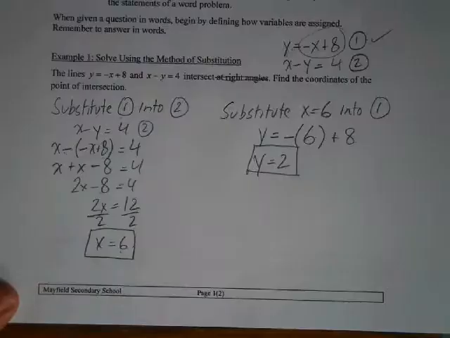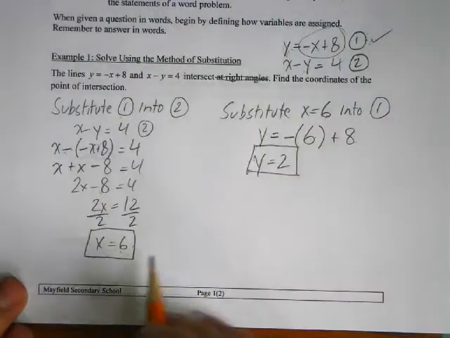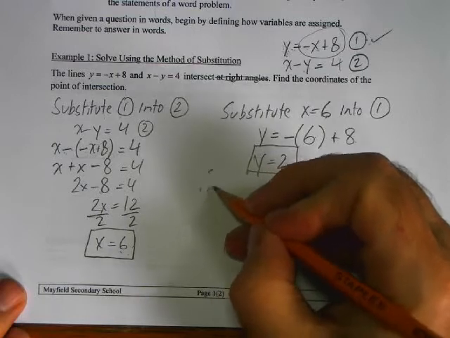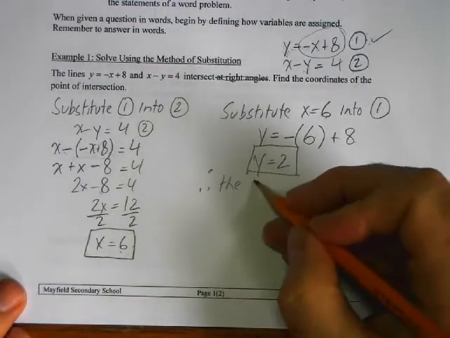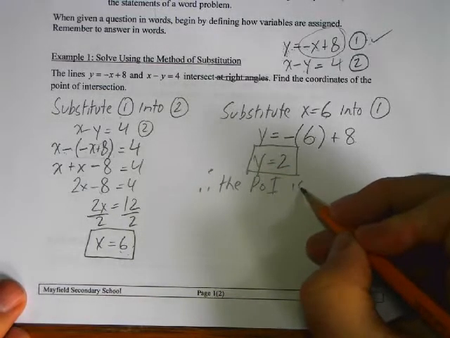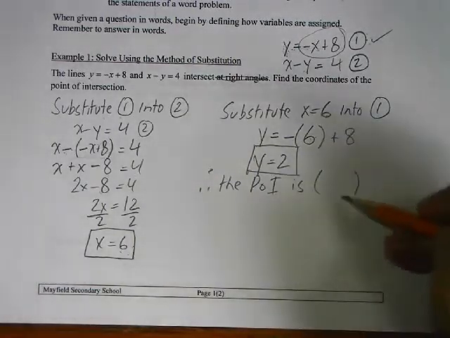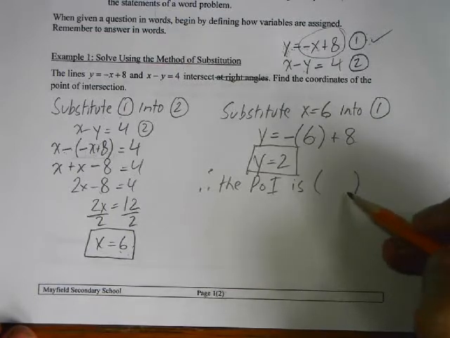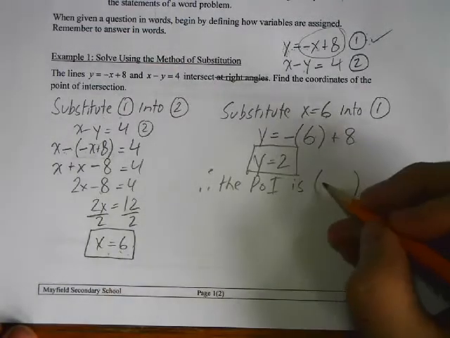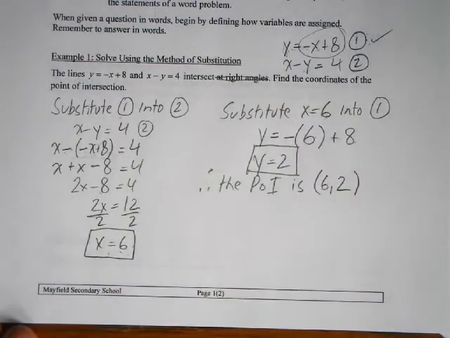So that gives us both the coordinates. Now we can say, therefore, the POI, the point of intersection, is, and I'm going to put it in coordinate form, because this is a point. You always have to put the x first, and then the y with a comma between, brackets around it, and there's our answer.